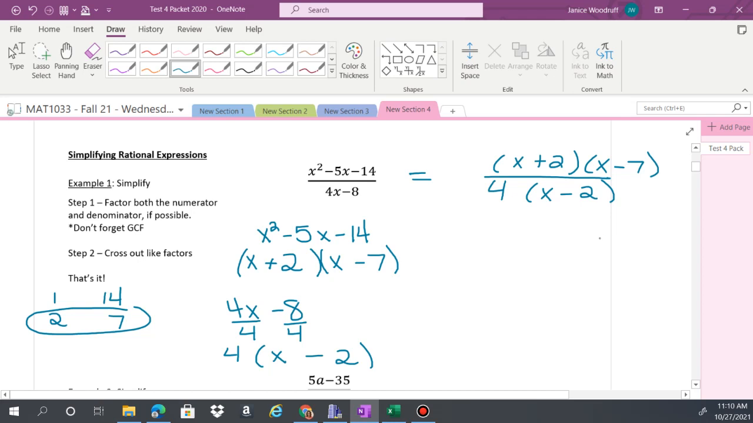Then step 2 is to cross out any like factors. In this case, I actually don't have any like factors, probably because I messed up when I was writing the example and should have put this as 4x plus 8, but that's okay. This is a case where I don't have any like factors. So all I did there was simplify by factoring. If these were both x plus 2's, those would be like factors, and I could cross them out. But in this case, they're not, so I'm going to leave it just like this. Let's hope in another example we have some. I know we do. The next one, yes, we should be able to. So we should be good.